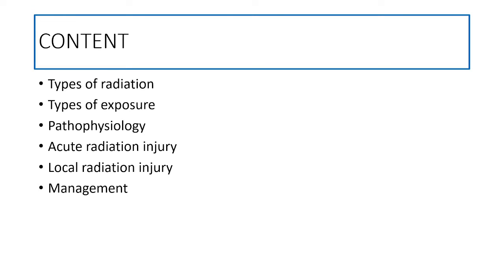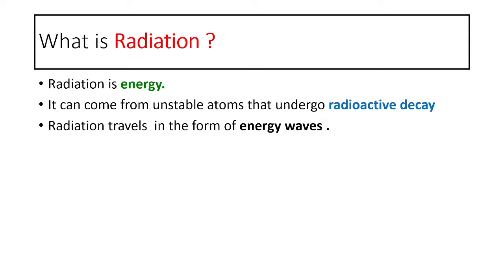This lecture will be divided into various topics like types of radiation. We'll be covering the types of exposure, mechanism of injuries, the main topic which is acute radiation injuries, local radiation injuries, and finally the management of radiation injuries. Moving on to what is radiation. Radiation is the energy emitted by unstable atoms undergoing radioactive decay, and it travels in the form of energy waves.